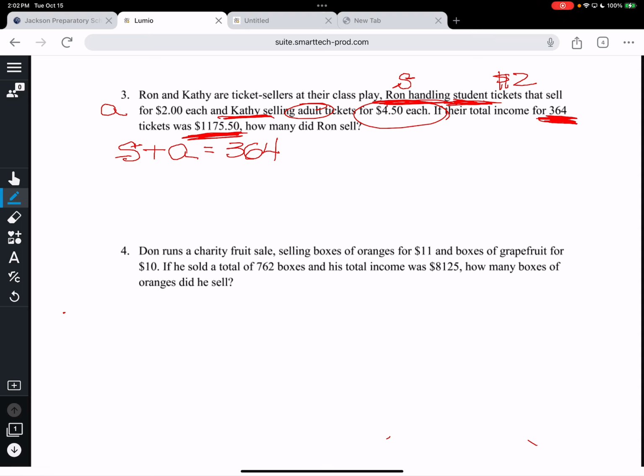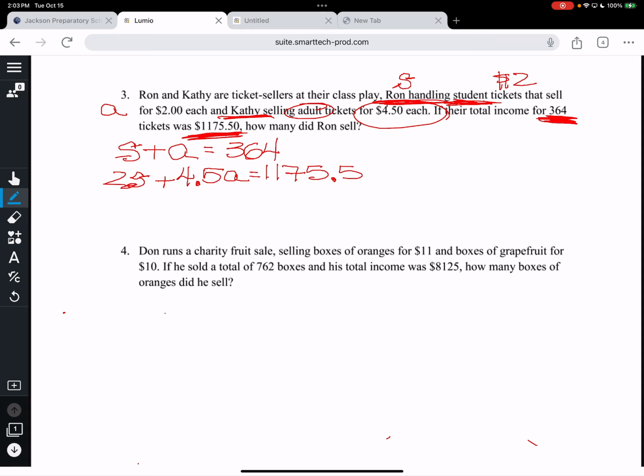All right, now we have to figure out how much money we brought in. What did the student ticket sell for? $2. So everything's about money now. So 2S. This is $2 for the student ticket. What about the adult? $4.50. $4.50K, or $4.50A for what I'm doing. Equals, now not the total tickets, but the total money. 1,175.50. All right, do you see why we made two different equations?